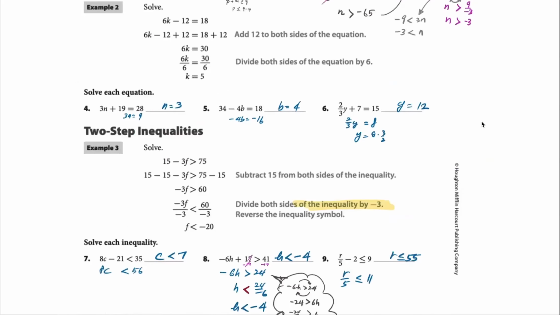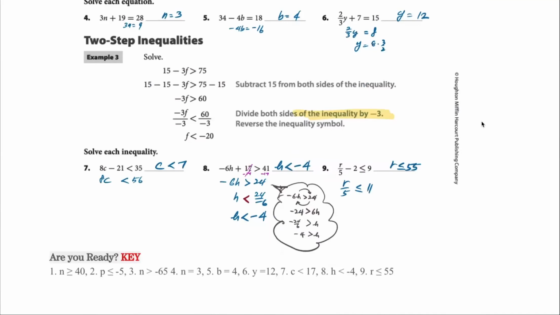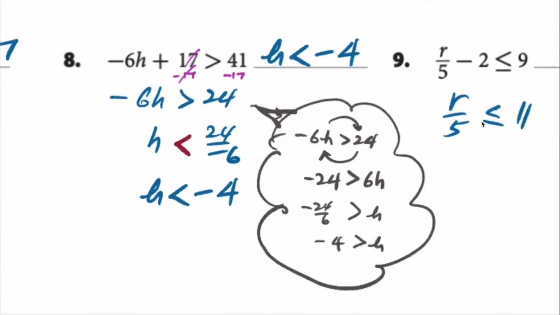Okay, guys, and solving equation, that's review, and that's nothing new here. Here it is, number 8. See that right here, guys? Subtract 17 from both sides. 41 minus 17 gives you 24. When you divide by negative 6 to both sides, immediately you need to change the direction. So the h is less than negative 4.